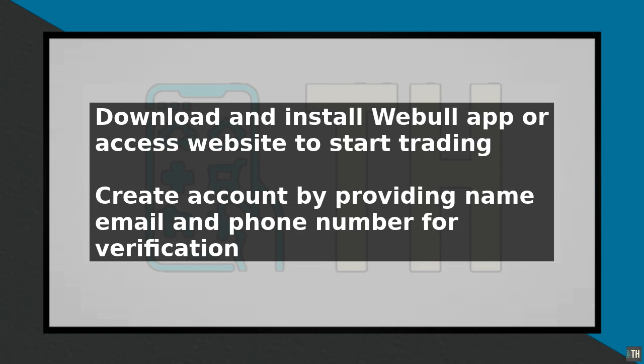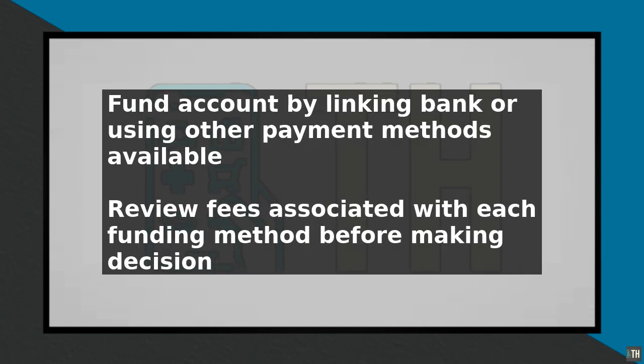Once your account is set up, you need to fund it by linking your bank account or using other payment methods. Webull offers various funding options, including wire transfers, ACH transfers, and more. Make sure to review the fees associated with each funding method before making a decision.